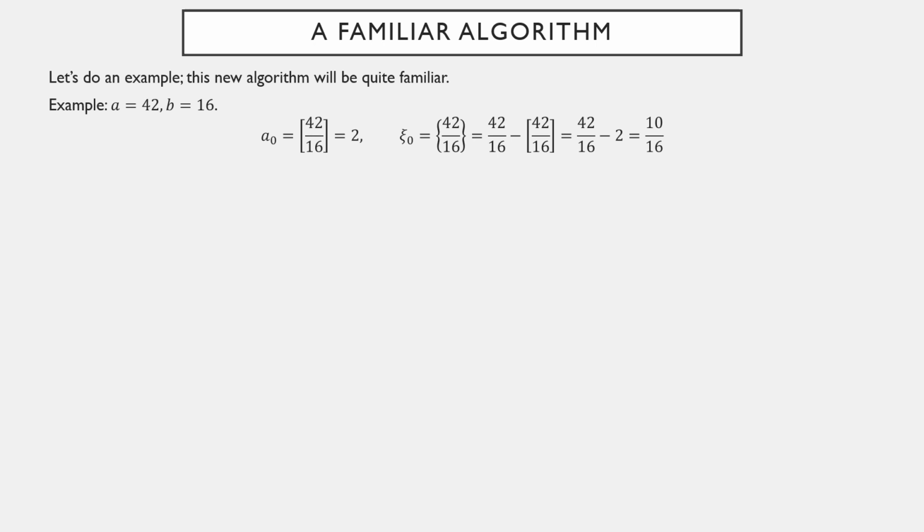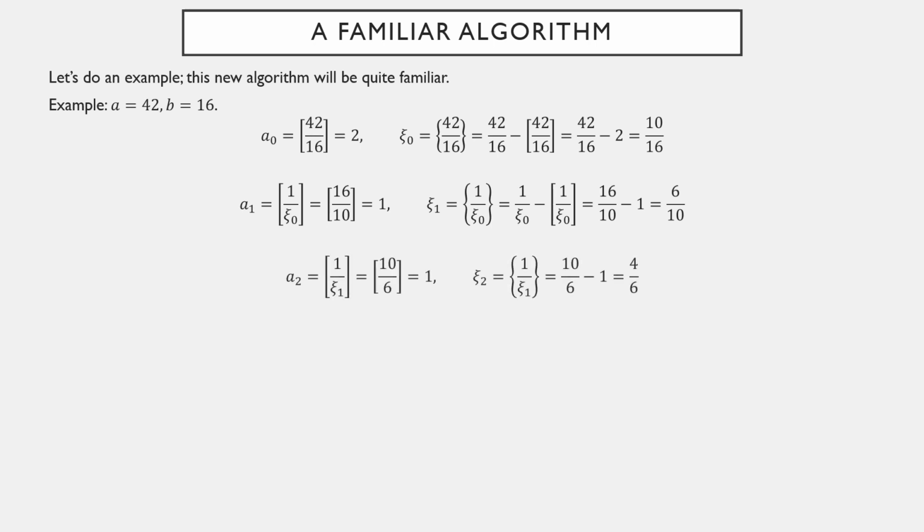I'm not bothering doing any simplification between the non-relative primality of the numerator and denominator, just to emphasize that it doesn't really matter. So next we can set a1 to be the integer part of the reciprocal, 16 over 10, which is 1. Then the next remainder is the new fractional part, 1 over x naught minus the integer part we just computed, so 16 over 10 minus 1, or 6 over 10.